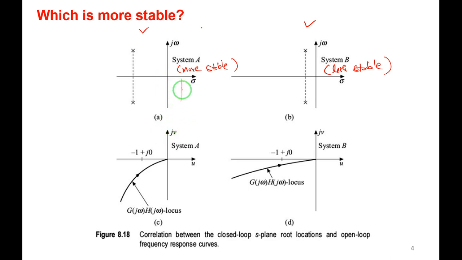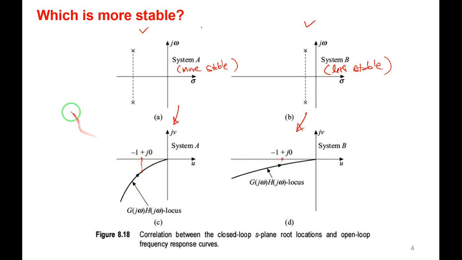We can observe for system A, this is the polar plot or Nyquist plot. For system B, this is the polar plot. And the point is here, -1 plus j0. In system B, you can observe the polar plot is very much nearer to the -1 plus j0 point as compared to system A. It is far away in system A. So as the polar plot reaches near to the critical point, the system becomes less stable. As the polar plot is far away from the critical point, the system will be more stable.